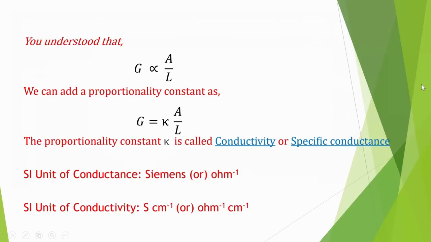Having understood why G is directly proportional to A and inversely proportional to L, now we can remove the proportionality by adding a proportionality constant. We get the expression G is equal to kappa A by L. Kappa is the proportionality constant. It is called conductivity or specific conductance. The SI unit of conductance is Siemens or ohm inverse, whereas the SI unit of conductivity is Siemens per centimeter or ohm inverse centimeter inverse.